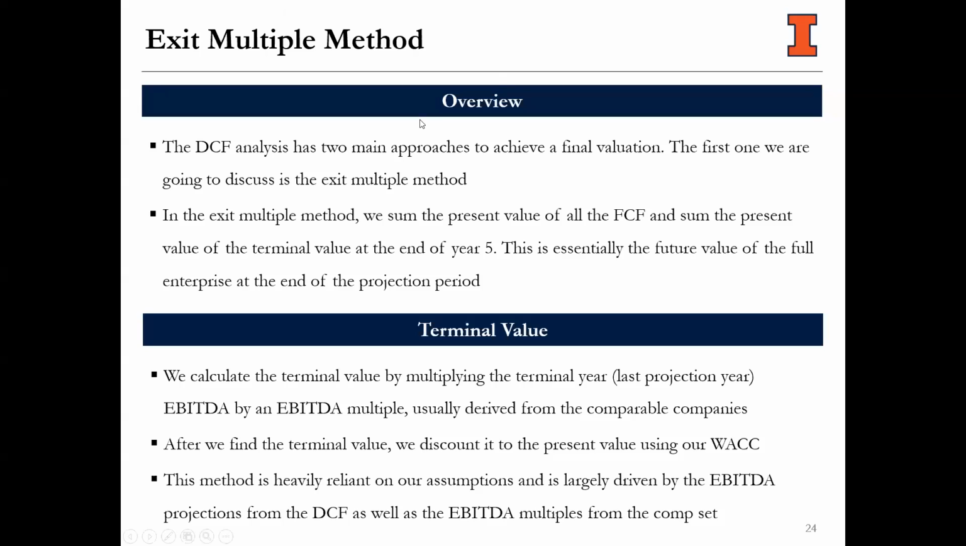In the exit multiple method, essentially you're going to take the exit multiple. So if that's EV over EBITDA, for example, let's say 10 times as your multiple. You're going to multiply that 10 times multiple by your terminal year EBITDA. That is going to be your terminal value, so what you believe the value of the company is at the end of the period. Then you're going to discount that as well with the free cash flow to determine your final value.